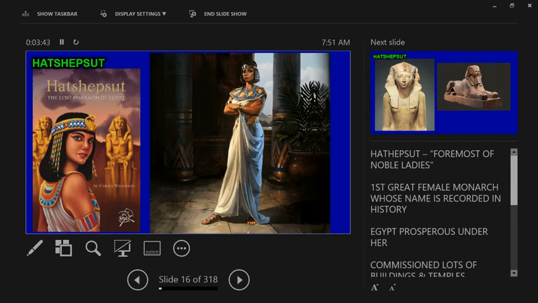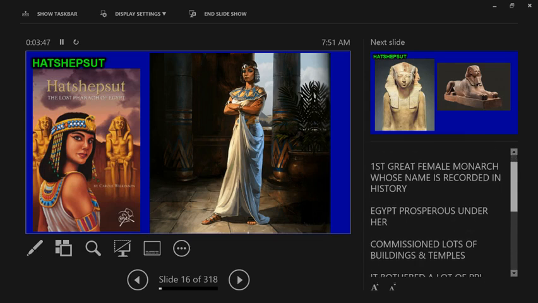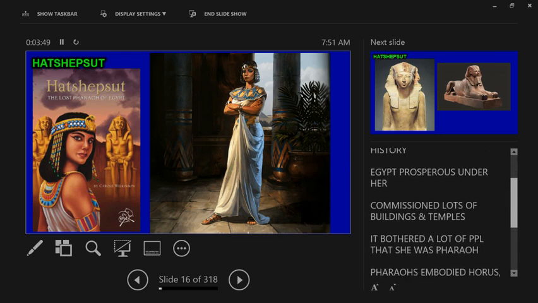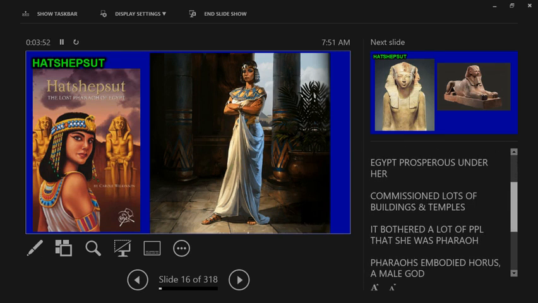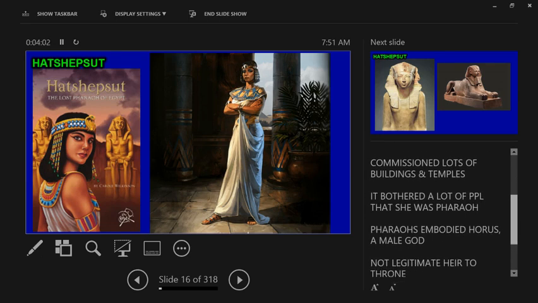So Hatshepsut is the foremost of noble ladies. She's the first great female monarch whose name is ever recorded in history. And she's a good pharaoh. While she's a pharaoh, she makes Egypt richer. She commissioned lots of buildings and temples in her honor.